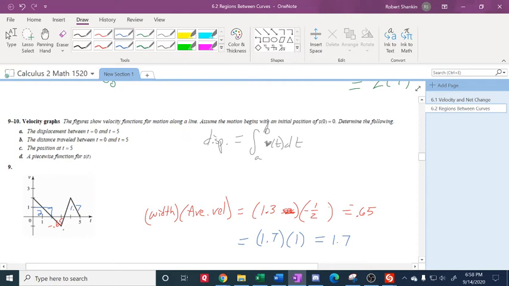And let me pull up my calculator real quick. Hold on, I can do this in my head. This is going to be 2.05 plus 1.7, which is going to be 3.75.